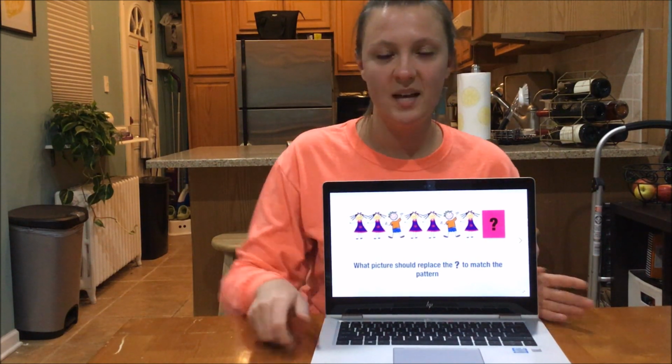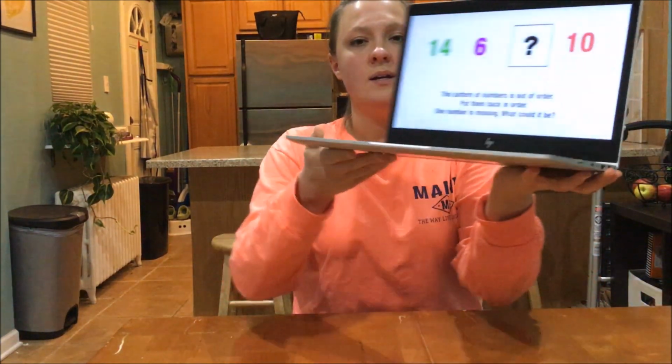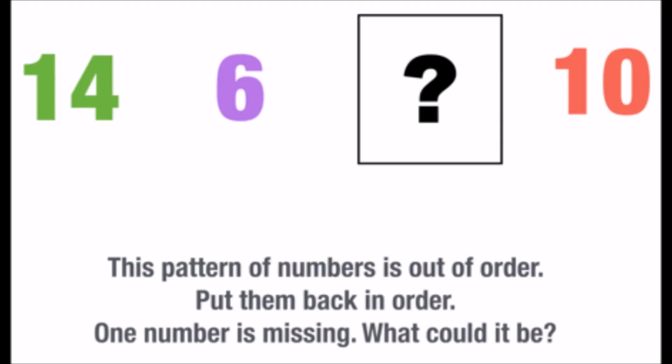It's that simple. And our final picture gets a little trickier. This pattern of numbers is out of order. Put them back in order. 1 number is missing. What could it be?